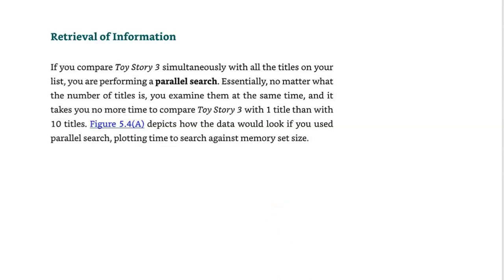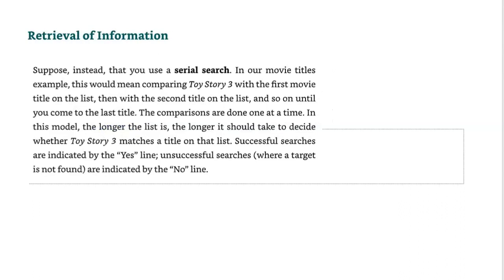Another sort of search would be a serial search. In our movie titles example, among all the DVDs that may be in your collection, this would be comparing Toy Story 3 with the first movie, then the second, etc. The comparisons are done one at a time, and in this model, the longer the list is, the longer it should take to decide whether that movie, Toy Story, matches a title on that list. So successful searches are indicated by a yes line and unsuccessful ones by a no line.